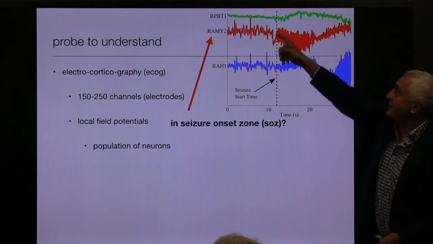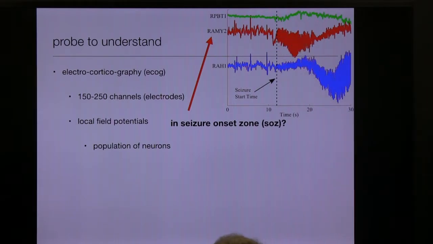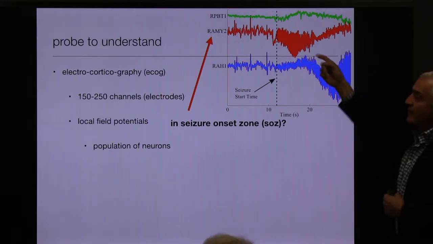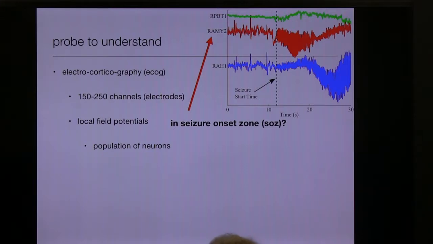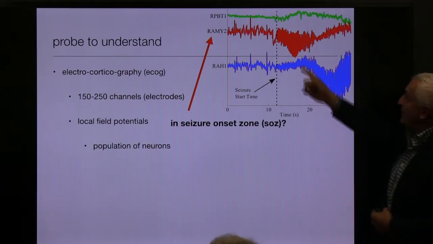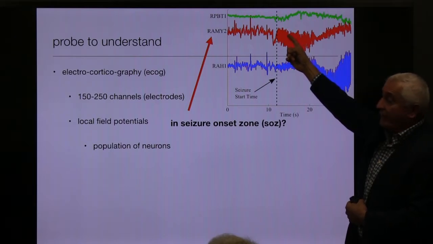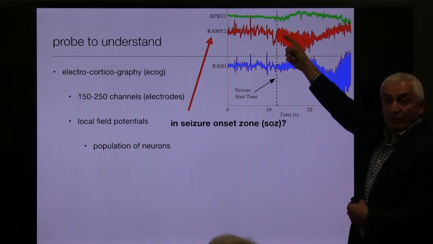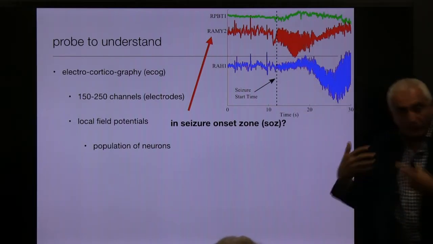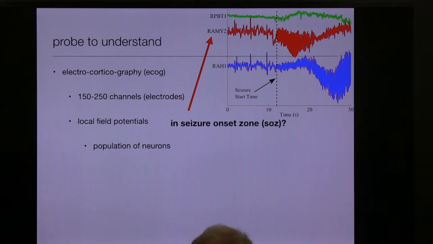And then, let's say these two channels are in the region of seizure. The question that you'd like to ask is, between the two of them, which one subscribed to a seizure first? Did the other one follow the first one or not? And basically, is this in the seizure onset zone, and then this one followed that one and got pulled into the seizure or not? That's the kind of question.